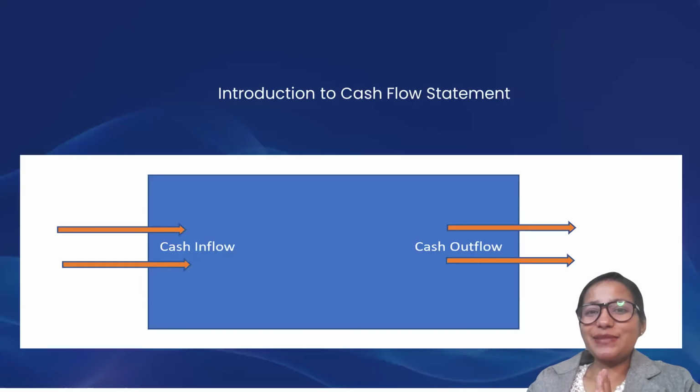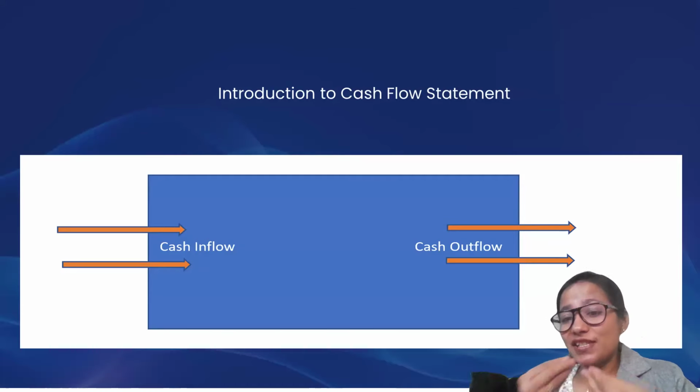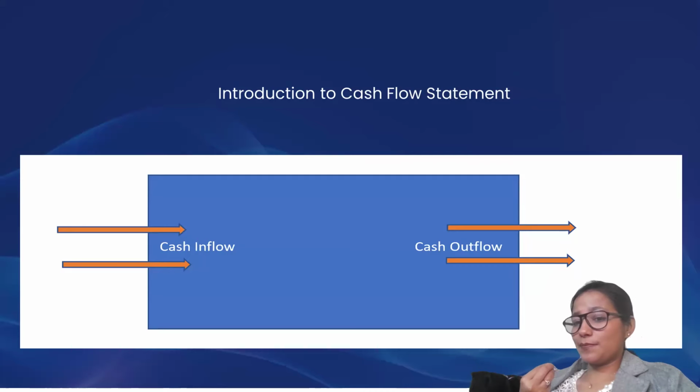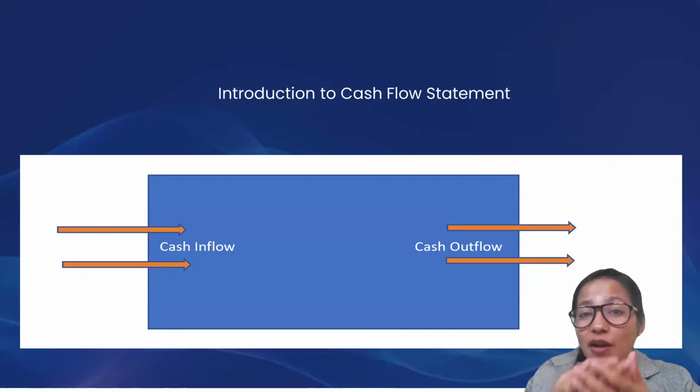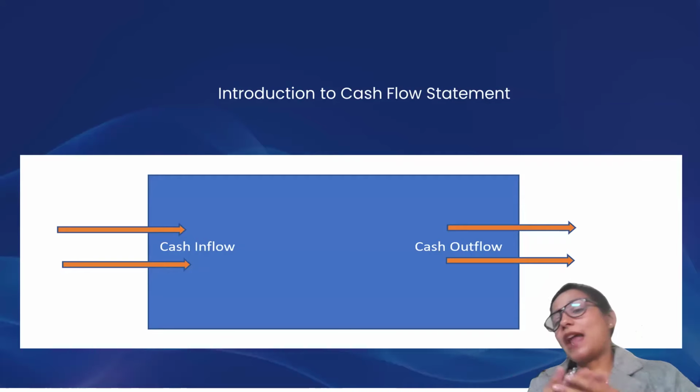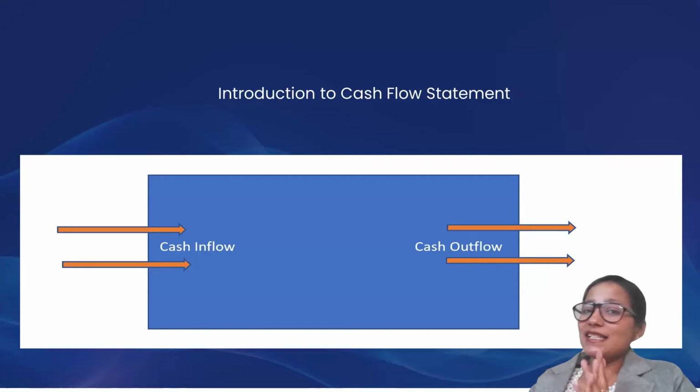A cash flow statement is a very simple statement where we get an idea of where cash is coming from and where the cash outflow is happening. So a statement which gives us the idea of where we are receiving the cash from and where we are paying the cash, that is nothing else but the cash flow statement.